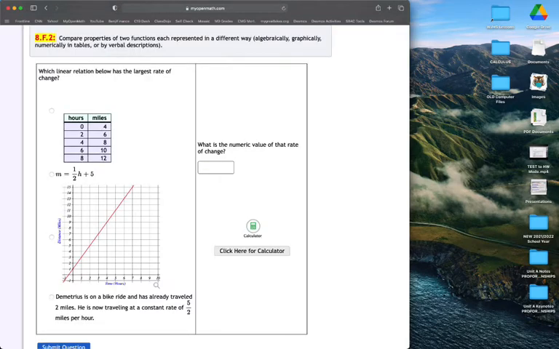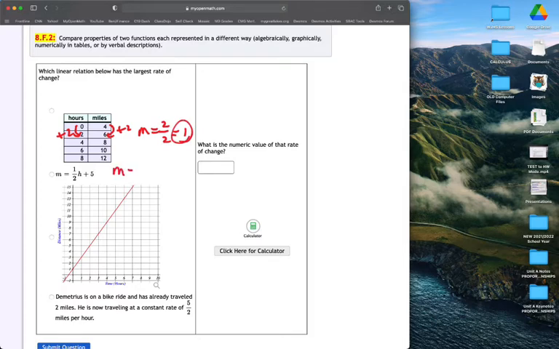All right, continuing with the standard 8.F.2, where we are comparing different functions. In this particular problem, we have a table, an equation, a graph, and some context here. So the question in this particular problem is, which one has the largest rate of change? Well, let's start with the table. And remember, to find the rate of change, or the slope, it's the change in the output over the change in the input. To go from 4 to 6, we have to add 2. To go from 0 to 2, we have to add 2. We really don't need to check any more than that. Change in output over the change in input is 1.